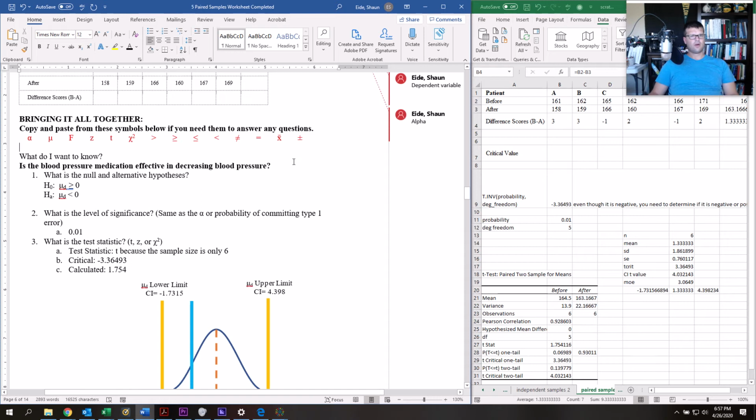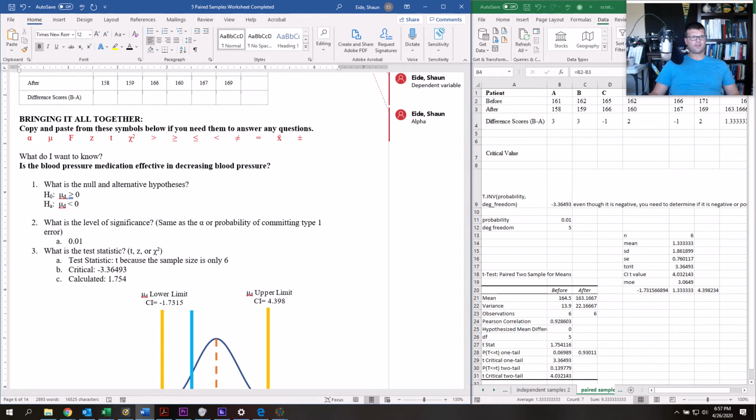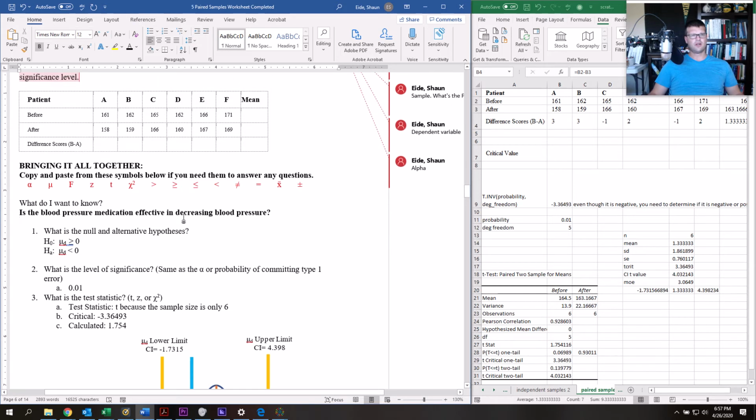What do I want to know? What I want to know is, is the blood pressure medication effective in decreasing blood pressure? Very simple. Is the blood pressure medication effective in decreasing blood pressure? And in order to communicate that, we need a null and alternative hypothesis in relation to this data.